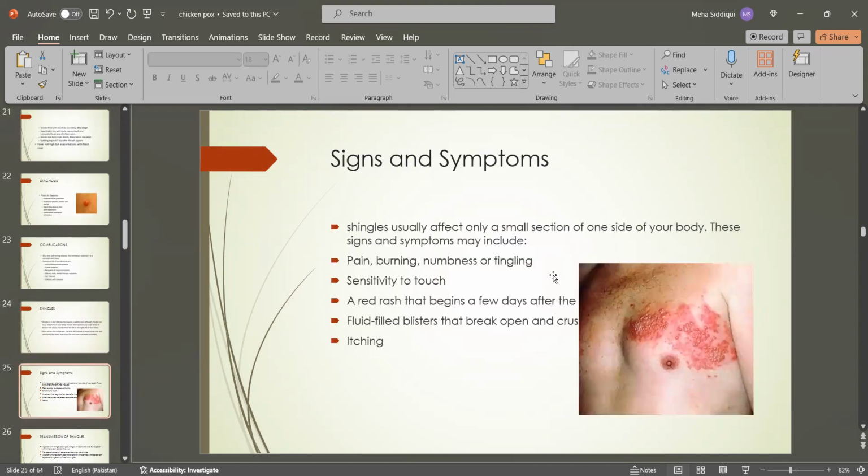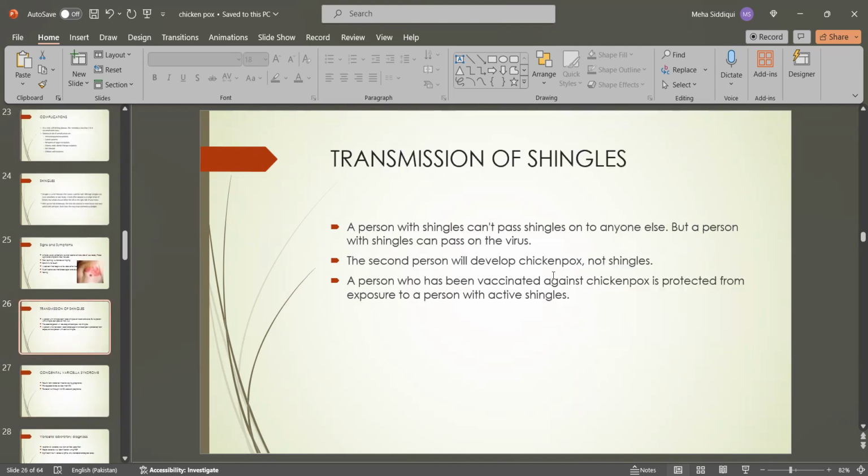Signs and symptoms: shingles usually affects a small section of one side of your body, as shown in the picture, and it is characterized by pain, burning, numbness, tingling, sensitivity to touch, and a red rash that begins a few days after the pain, followed by fluid-filled blisters that break open and crust. It is also accompanied by itching.